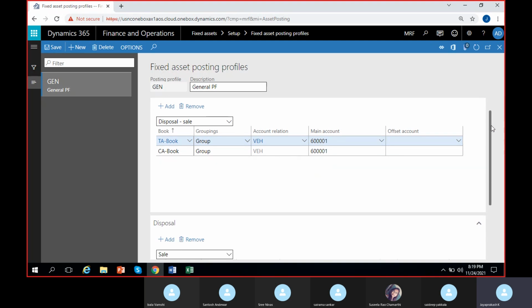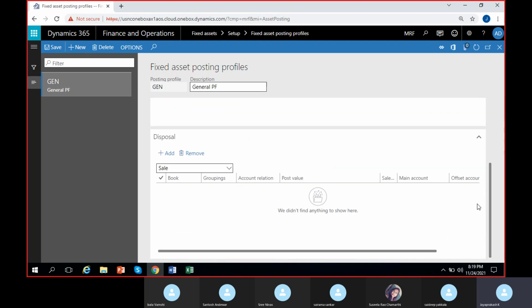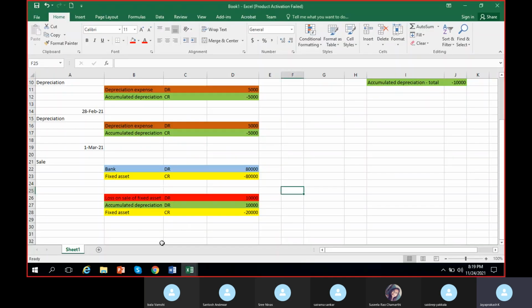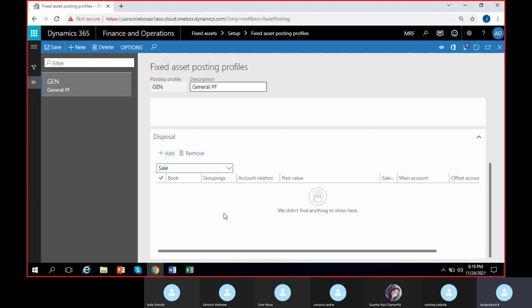Now the most important part is the second half of the posting profile. You have a separate posting profile to be configured for the disposal of fixed assets. In the disposal, we have two things called sale and scrap. As I told you, I'll come back to the point of scrap again. For sale of fixed asset, you have to configure the accounts here for the automatic reversal of the transaction. So we have to create the posting profile in such a way that we get those entries.